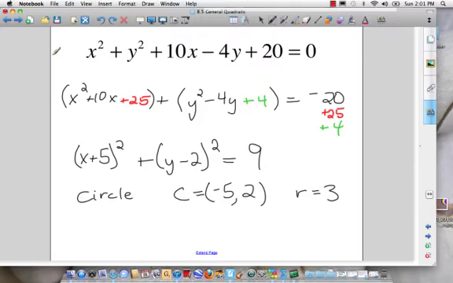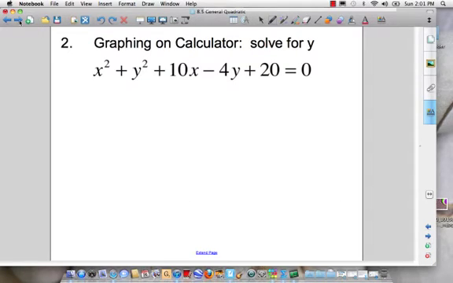Okay, so that's how you put it from general form into standard form, which would make it much easier to graph. There is a second way of doing this, and that would be to graph it on your calculator. In order to do that, you're going to have to solve for y. And in a lot of examples, students really like using their calculators. I'm wondering how you're going to find this process. It's kind of a different way of thinking.